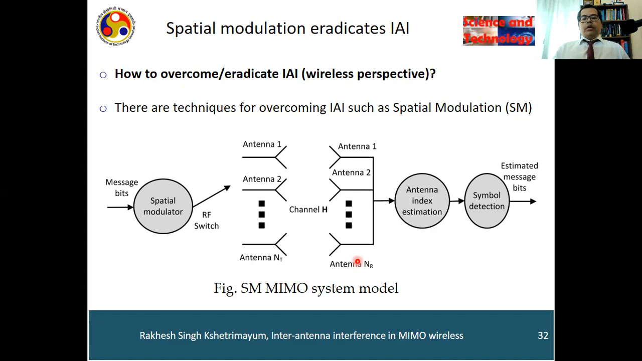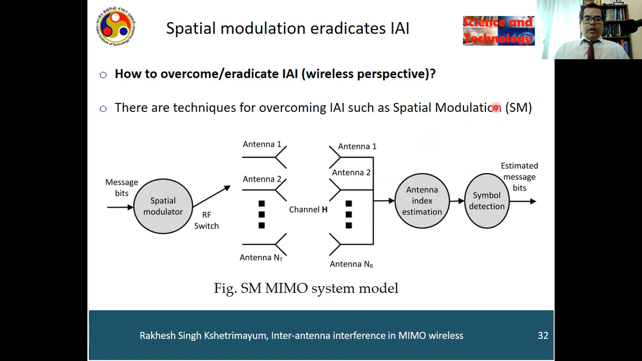So what is the cure for that? Is there any way to avoid this kind of situation? There's a technique called spatial modulation, and we have been working in this area for many years, more than one decade now, and we have made many original proposals in this area of MIMO wireless communication.